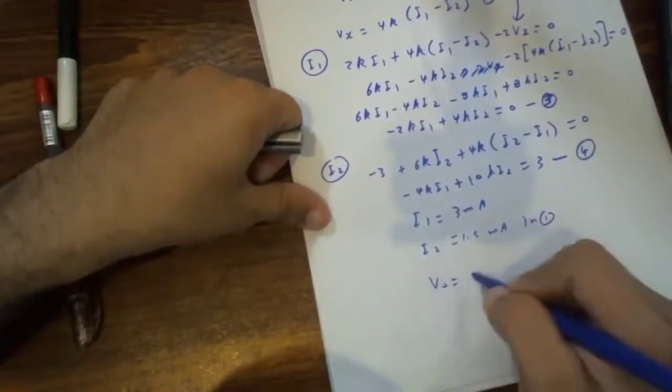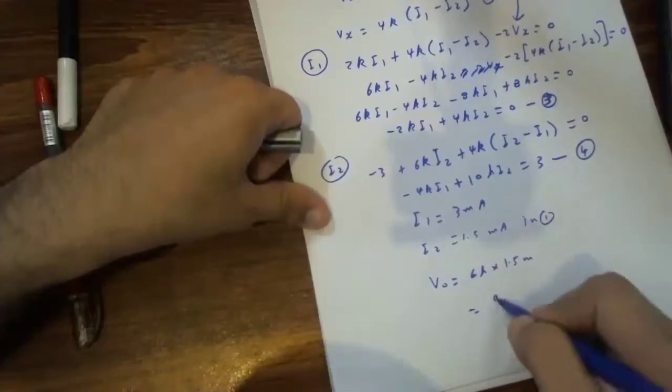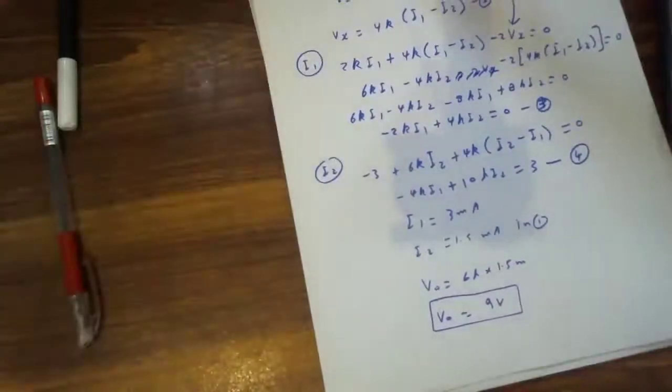So the value of output will be equal to 6K into 1.5 millis, which is equal to 9 volts. So your output value is equal to 9 volts.